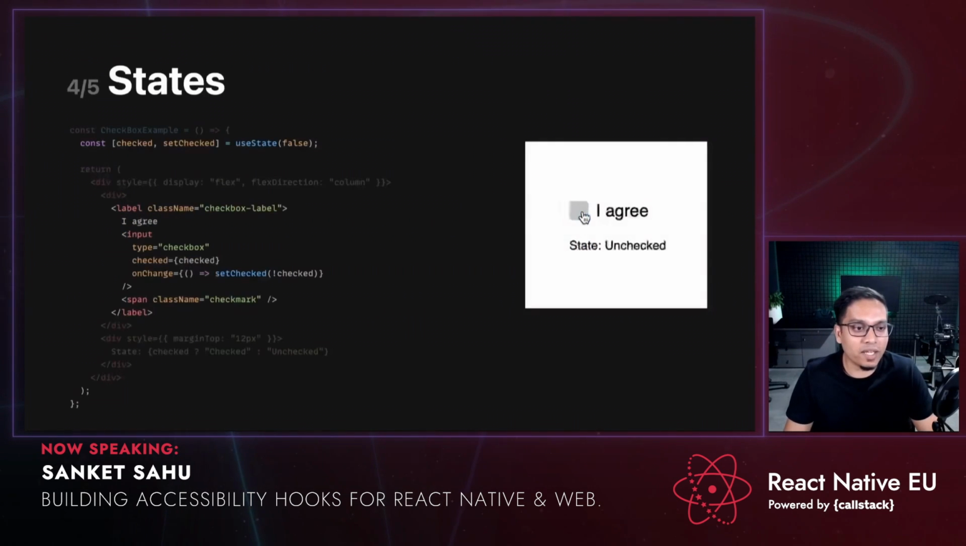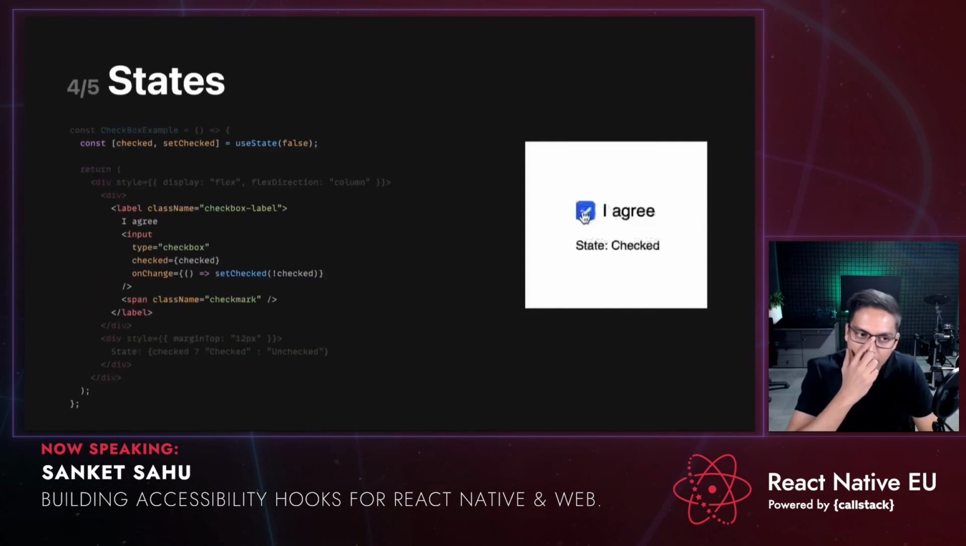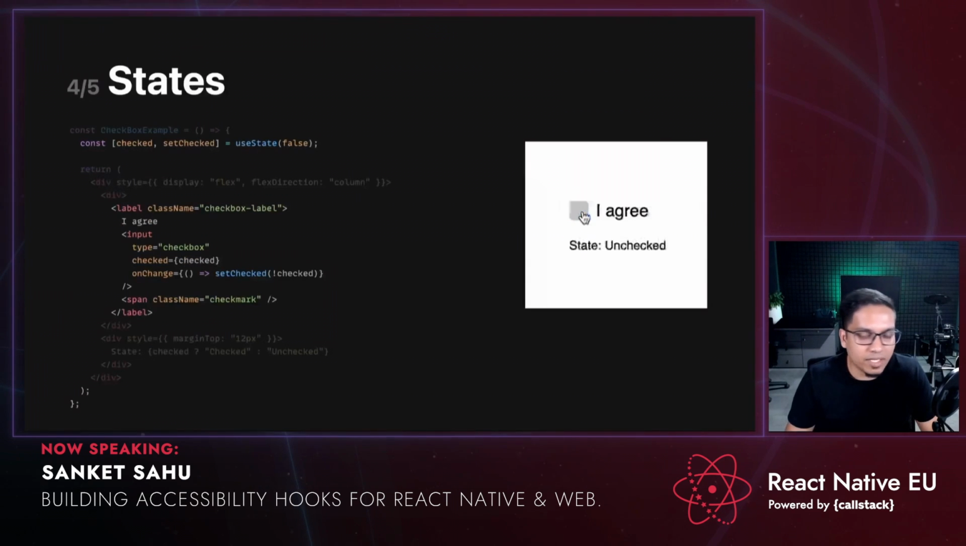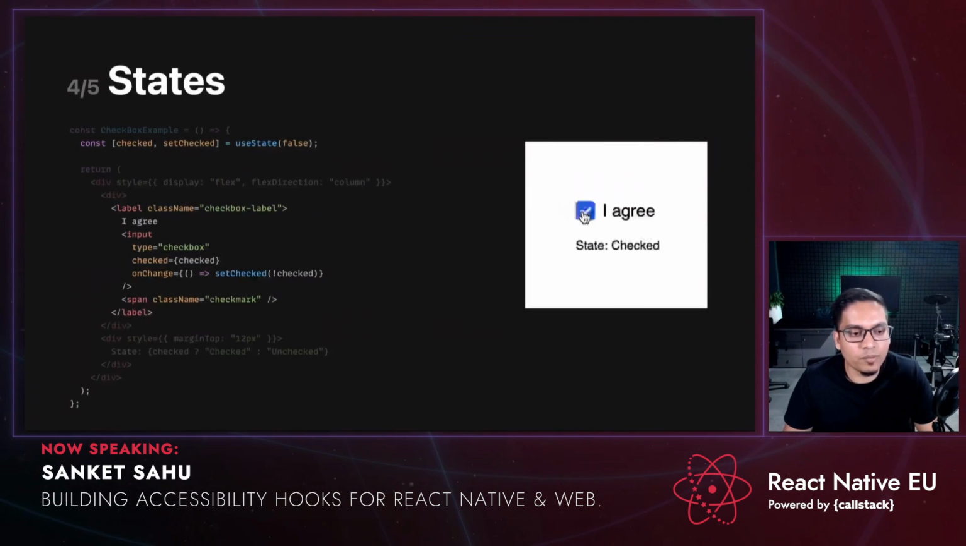Next, let's make it talk to the state and let the state update the DOM. How do we do it? Create state, and then on change set that state and pass the same value in the checked prop of the input box.